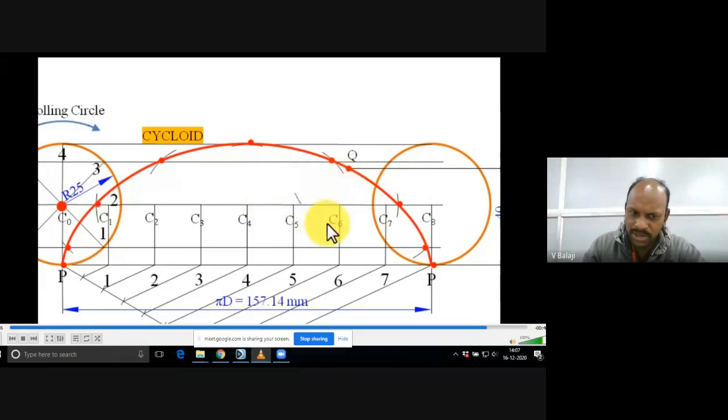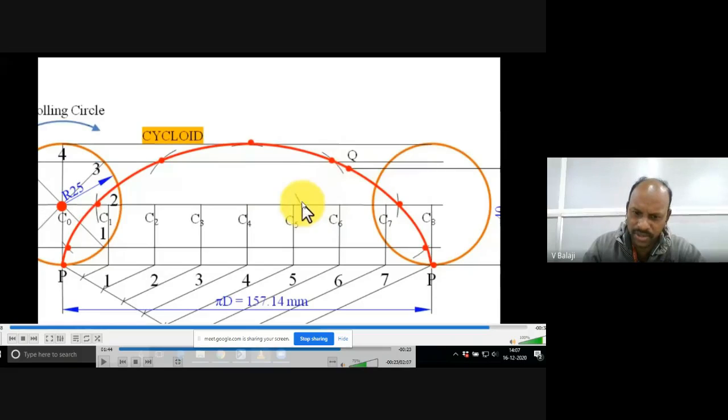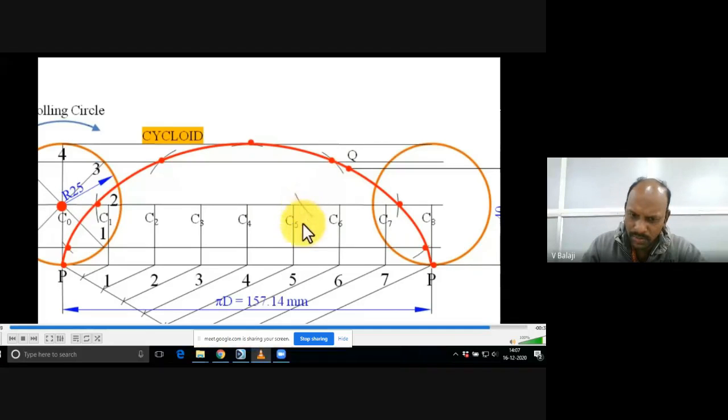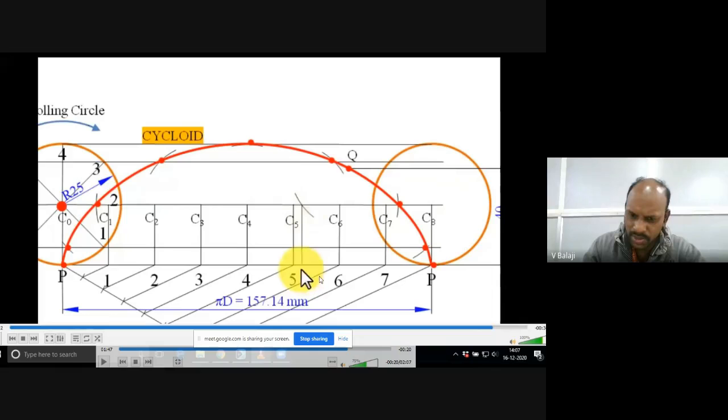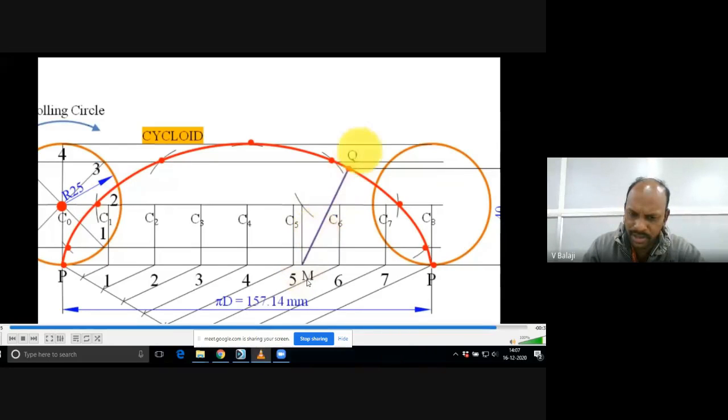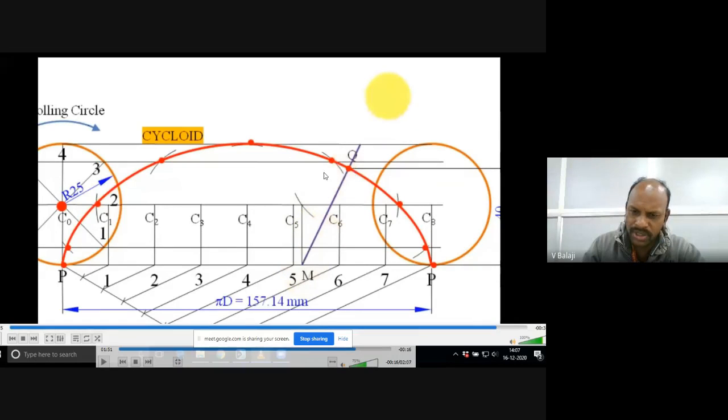Take radius 25 only, the circle radius. This is the arc you would get here. From that point, drop down one vertical line onto the ground. This is the ground, the PP line. So you would get one more point here. That point I call M. So join M and Q. That is the required normal or tangent.